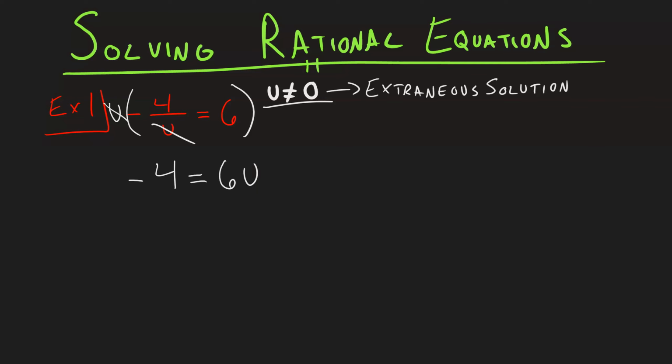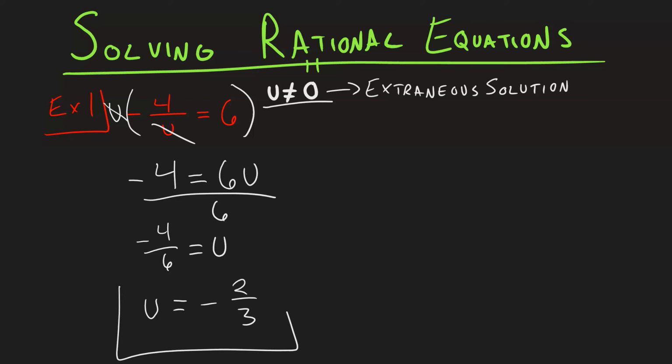Finally, this is a very simple equation to solve. I'm just going to divide by 6. And so negative 4 over 6 is equal to u. I'm going to rearrange this. u is equal to negative, and I'm going to simplify 4 over 6 to 2/3. And since u cannot equal 0, this is not an extraneous solution, so we have our answer.